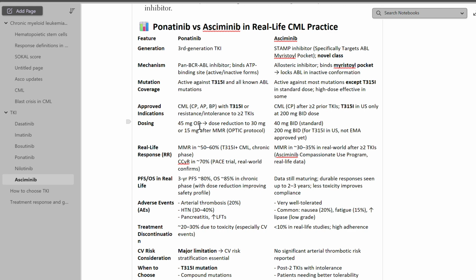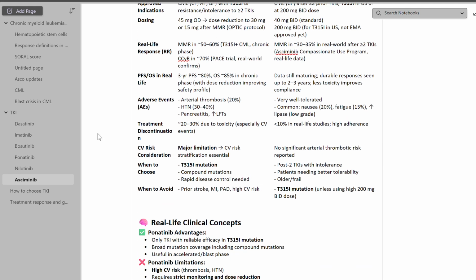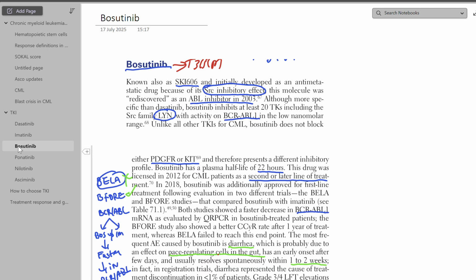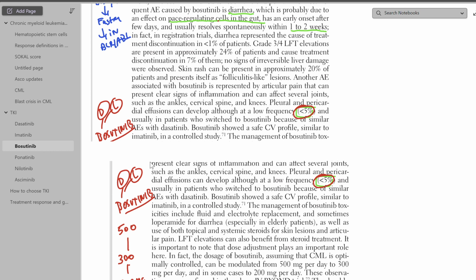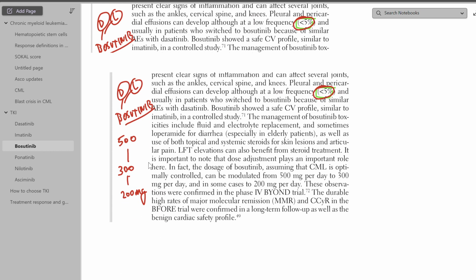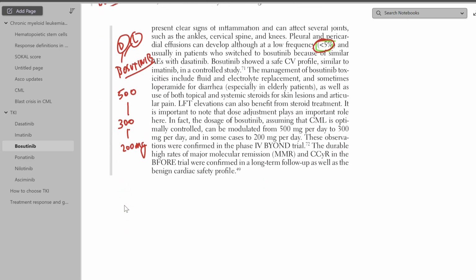For ponatinib and all these drugs, we start at the high dose until we get response, and then you can almost drop the dose by half, including imatinib, which is 400. Bosutinib also causes so much diarrhea that you cannot treat them comfortably. Therefore, we start bosutinib at the recommended 500 milligrams per day and then drop it to 300 and then to 200 after attaining major molecular response. That's after about 12 months.